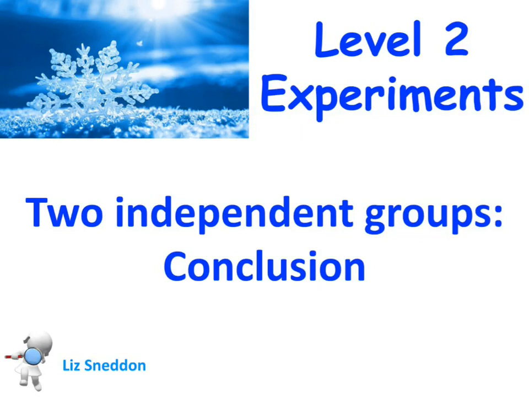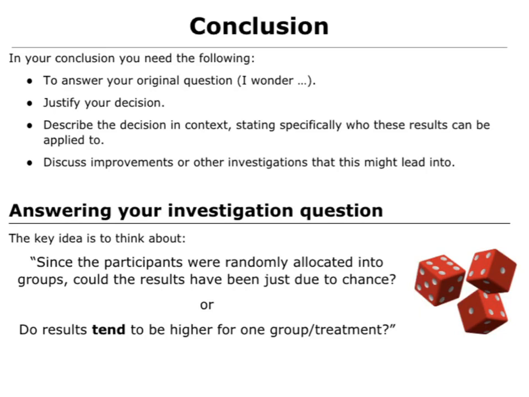Let's have a look at the conclusion when we're doing a two independent group experiment. So in our conclusion, we need these things. We need to be able to answer our question. We need to be able to justify it. We need to describe it in context, but we've got to be quite specific about who they apply to.